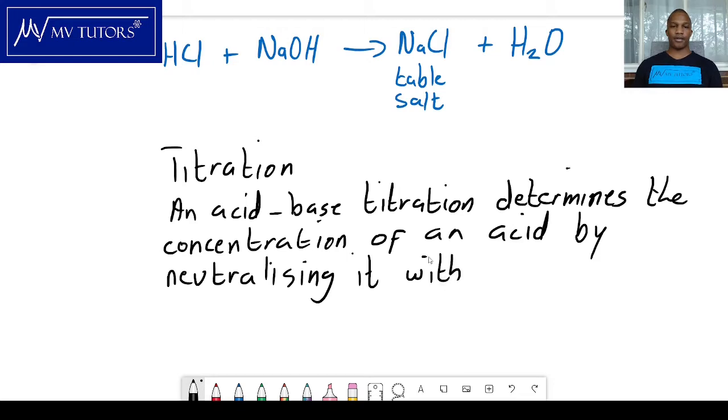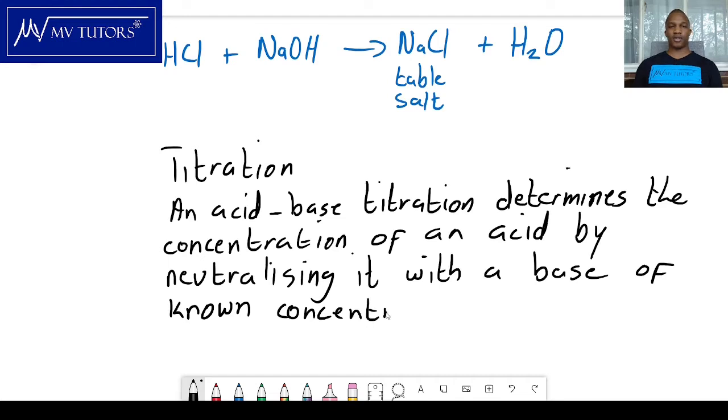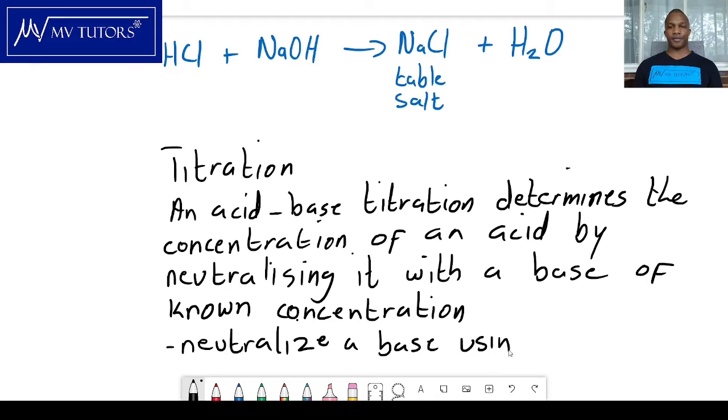with a base of known concentration. Okay, so it's not just about an acid, but also you neutralize a base. You neutralize a base using an acid.